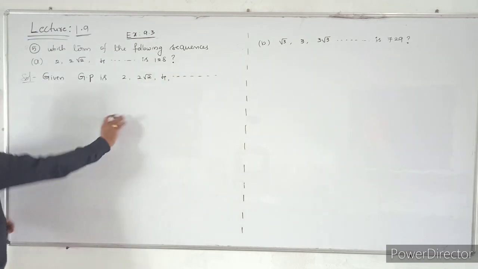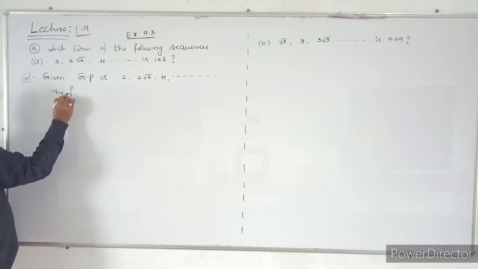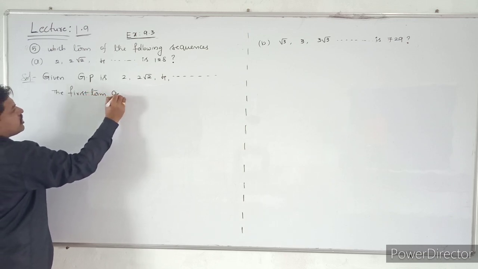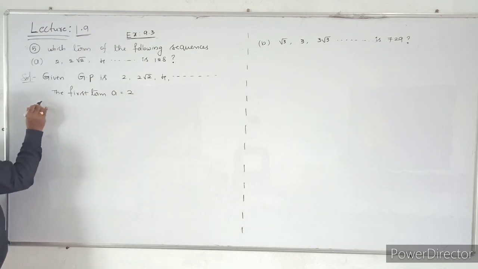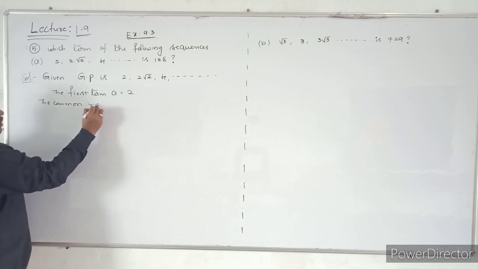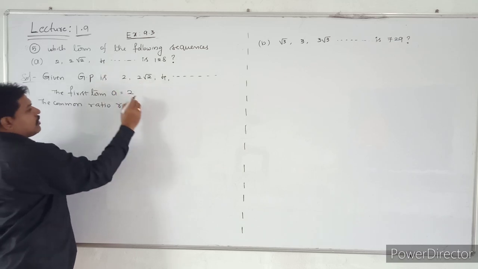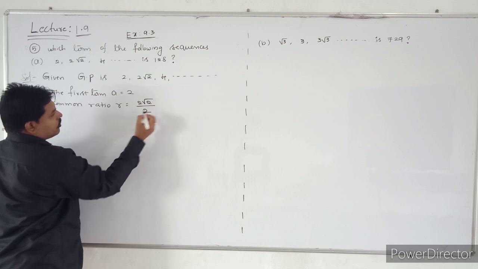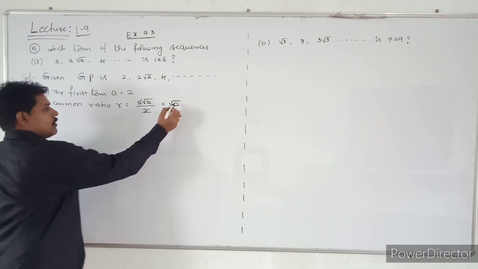So here A, the first term, A is equal to 2, and you can observe the common ratio. That is R, the second term by the first term, that is 2 root 2 by 2. You can cancel that value, it will become root 2 only. So the common ratio is root 2.